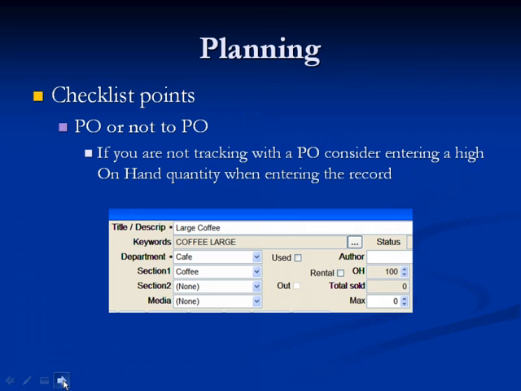If you're not tracking using a purchase order, chances are it's a generic item. That's the most common reason. And if you're using a generic item and you're not using a purchase order, when you're creating the record, consider putting in that high on-hand quantity. Here we are back to putting 100 or more in. Now, why am I suggesting that you do that?